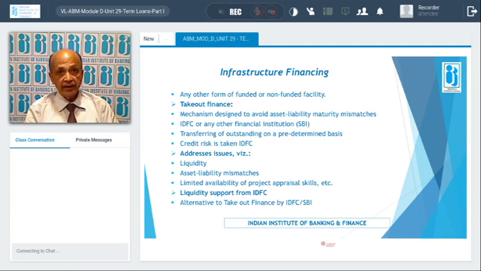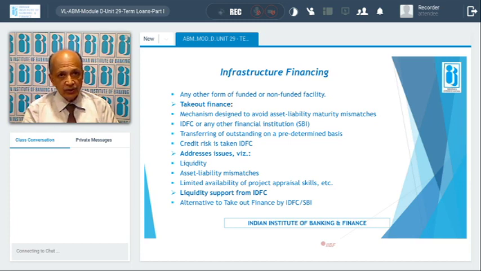Here the credit risk is taken by IDFC or SBI, and they will also take care of the entire monitoring, liquidity mismatch, everything. By taking this credit risk, they take care of liquidity and asset liability mismatches, and the limited availability of expertise. The technical expertise is also with IDFC or SBI, and even IDFC and IDFCI have already formed an applicable structure which can be suited to different banks. Moreover, they have come out with a common agreement which can be executed prior to going for this takeout finance.